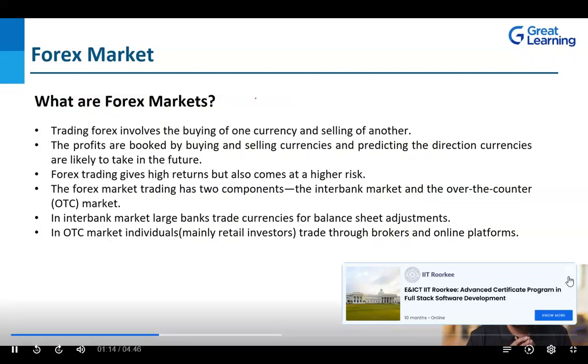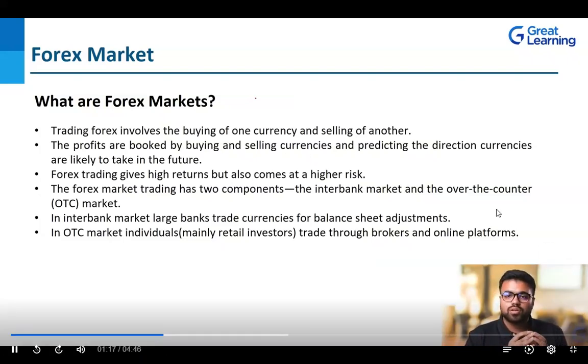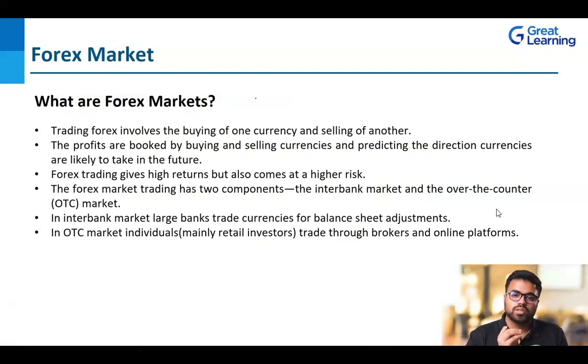The forex market has two major components called the interbank market and the over the counter market. Now in the interbank market, what exactly happens is that large banks trade currencies for their balance sheet adjustment. These banks are basically investment banks or big banks like Goldman Sachs, JP Morgan, Morgan Stanley. All these banks trade currencies for adjustments in their balance sheet, right? They need to make their balance sheets good, so that investors look at it in a positive way and don't look at the negatives of it.